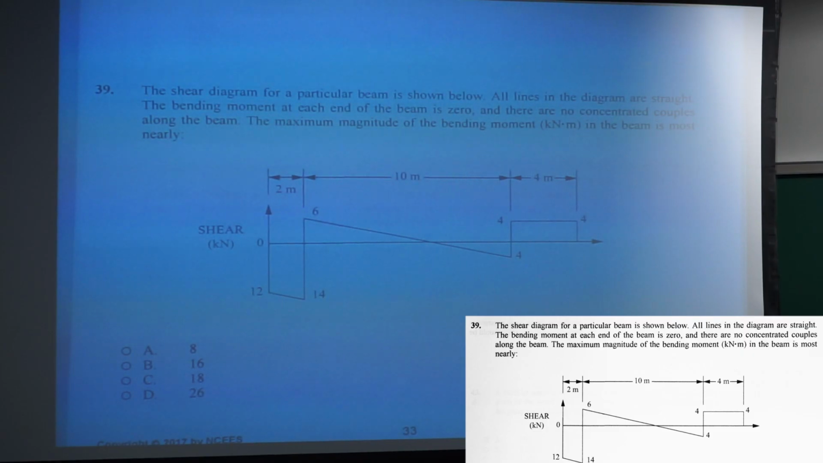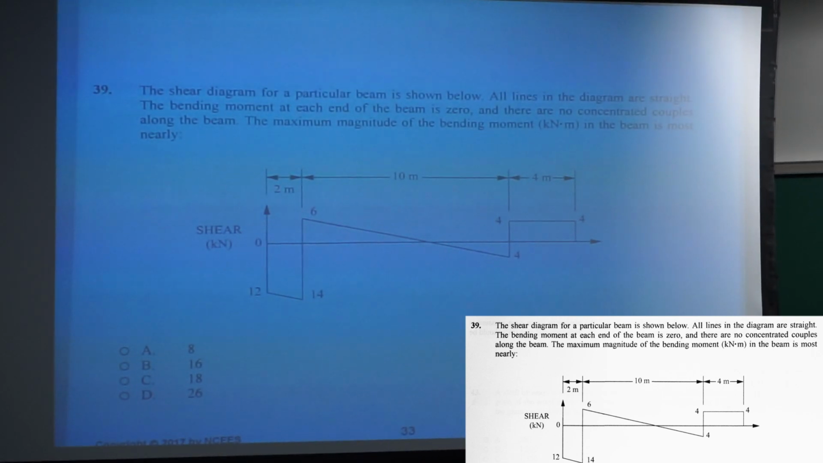This is a shear diagram, and remember, as you go to the moment diagram, which is what the question is about, it's the area under the shear diagram. So you need to be considerate about the area of each of those shapes and how they add and subtract to create the minimum or maximum values here.